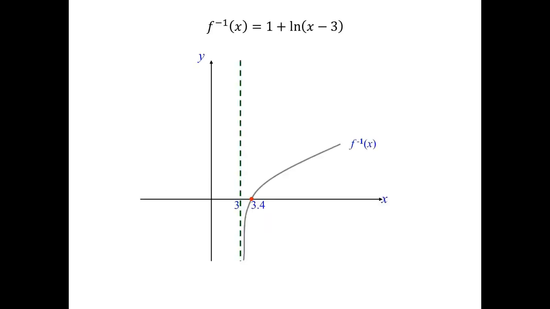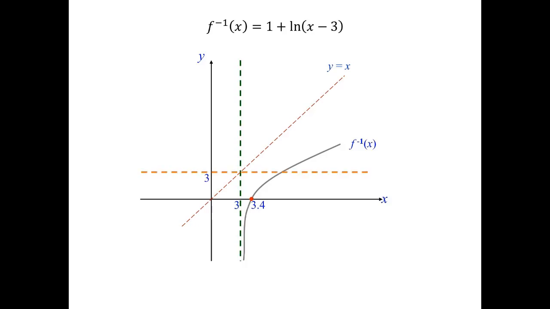To sketch the function and its inverse on the same coordinate system, I choose to sketch the inverse function first. To sketch the inverse logarithmic function, start sketching from the first quadrant, approaching and passing through the x-intercept of 3.4, and approaching the vertical asymptote of x equals 3, closely but not touching it. I will sketch the exponential function later, by using the reflection on the line y equals x.